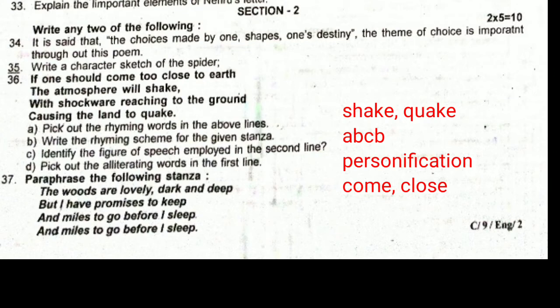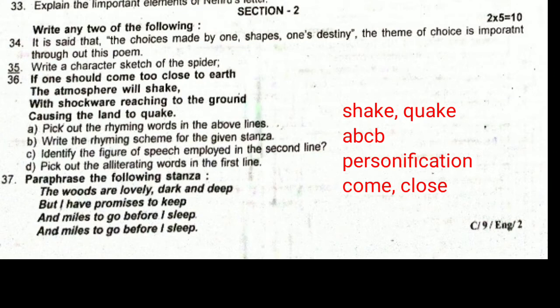Next question. Write the rhyming scheme of the given stanza. If you know the rhyming scheme, put A for the first line. Earth is A. Is there a connection with shake or not? So B. Next one is ground. So there is no connection. So A, B, C. And shake and quake are the same, so B, B. So A, B, C, B is the rhyming scheme.